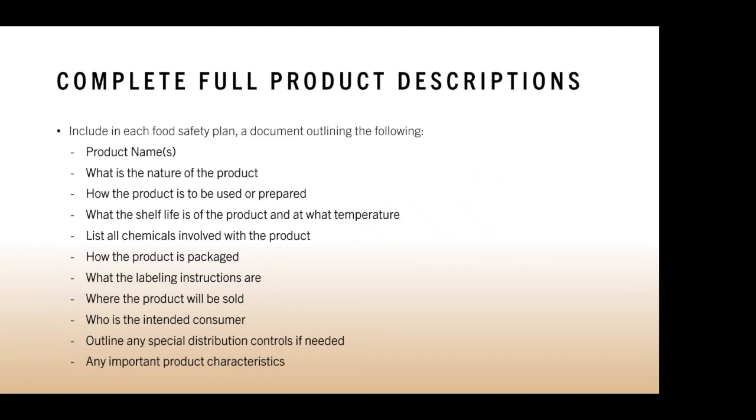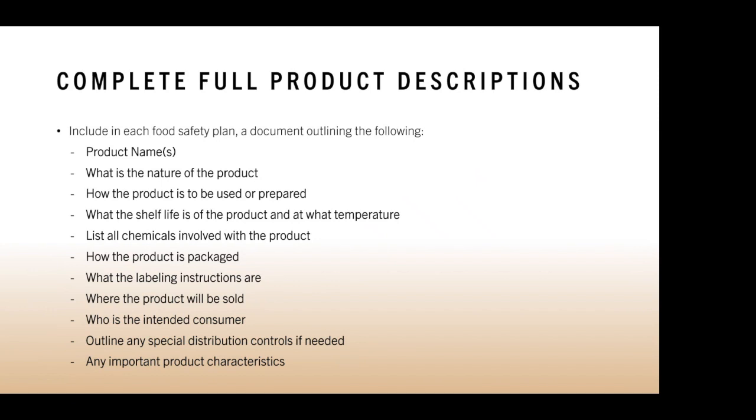Next, you and your team will want to complete a full list of the finished products that you are going to produce and create full product descriptions for them. So, identify the names of the products, the nature of the product, like is it fresh, frozen, or shelf-stable. Identify how the product is to be used or prepared, so raw and needs cooked to temp, or if it's ready to eat and be consumed as is.